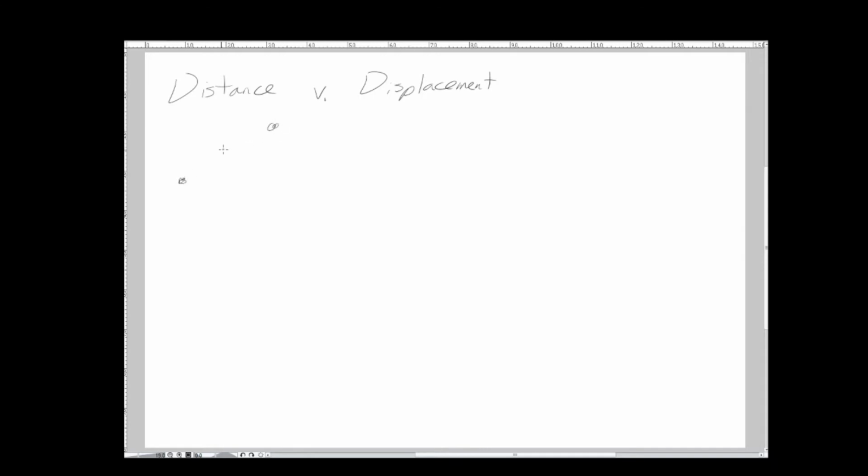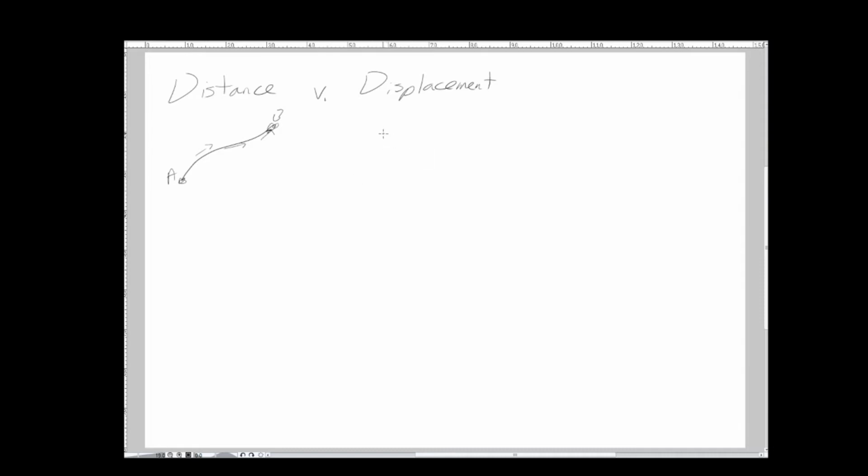Distance would be basically the space covered between 2 points with respect to the path taken. So this is like what your odometer would read. It doesn't care where the car has gone, it's just keeping track of the overall mileage.